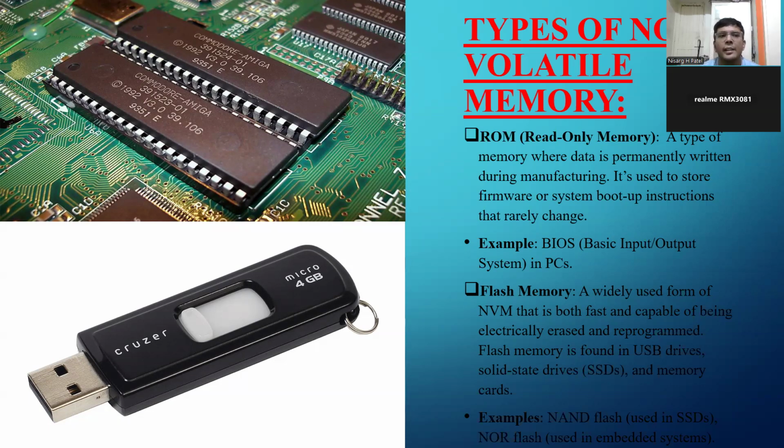Flash memory is a type of non-volatile memory which is capable of being electrically erased and reprogrammed. Flash memory is found in USBs, solid state drives, SSDs, and memory cards, for example NAND flash and NOR flash. NAND and NOR are both types of flash memory, but they differ in terms of data storage, where NAND flash has higher data storage than NOR flash.